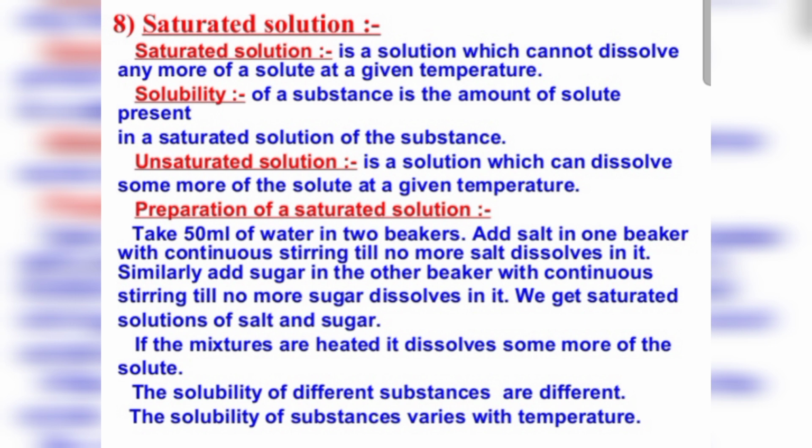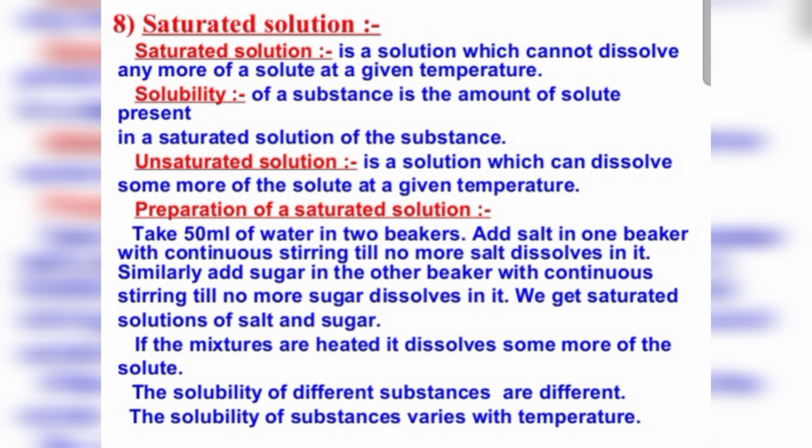So it is the unsaturated solution, because we know that 40 gram of sodium chloride dissolved in 100 gram of water at 25 degrees is a saturated solution of sodium chloride. But now we are saying that 32 gram of salt dissolved in 100 gram of water at 25 degrees Celsius is an unsaturated solution. So it has less than the maximum amount of dissolved solute that the solution can hold. So we can say that an unsaturated solution is a solution which can dissolve some more of the solute at a given temperature.